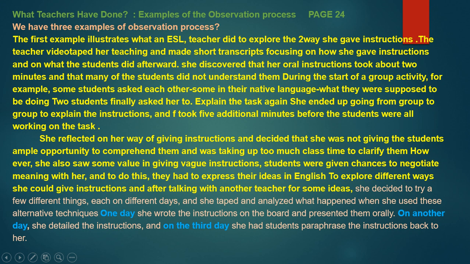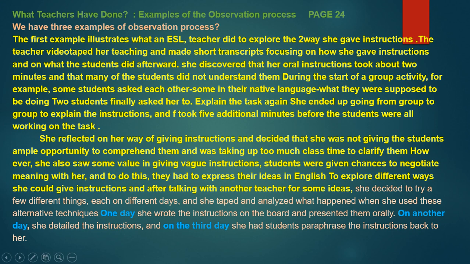She reflects on her way of giving instruction. So the first example is about how to give instruction: how the teacher decides whether the instruction is written on the board or given to the students orally, in order for them to comprehend it, understand inside the classroom and work together.